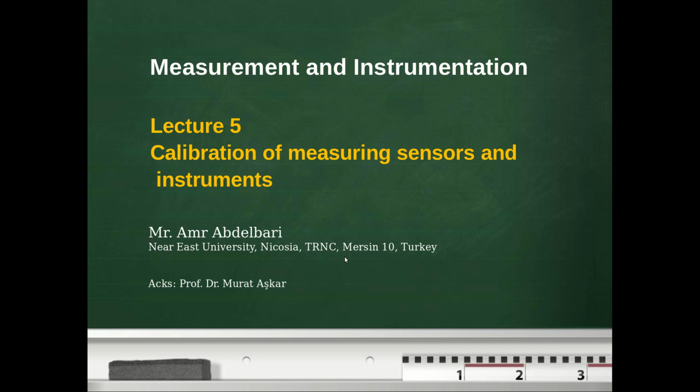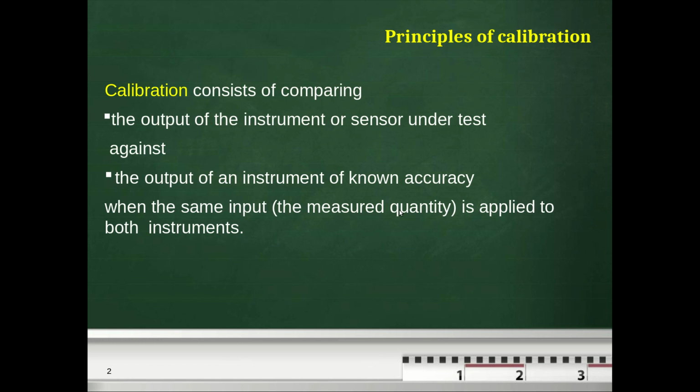Today we will speak briefly about the calibration of measuring sensors and instruments. So, the calibration: generally you compare the output of an instrument or a sensor under test with a known instrument, a high accuracy instrument, or any instrument that you have in the laboratory or the factory, but with known accuracy. So for the same quantities, for the same inputs, you compare what the output is for both devices.